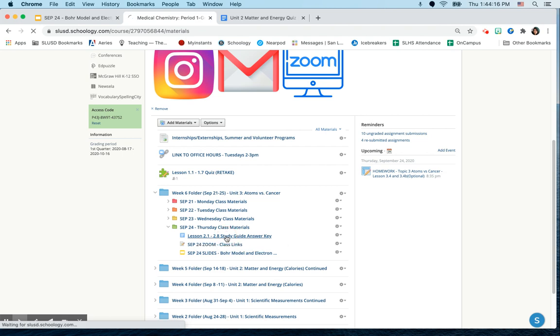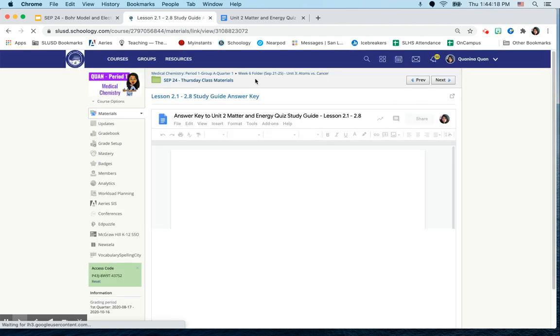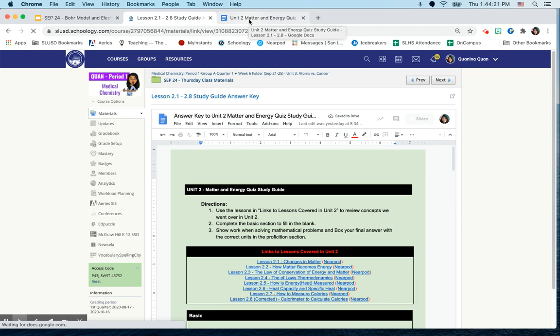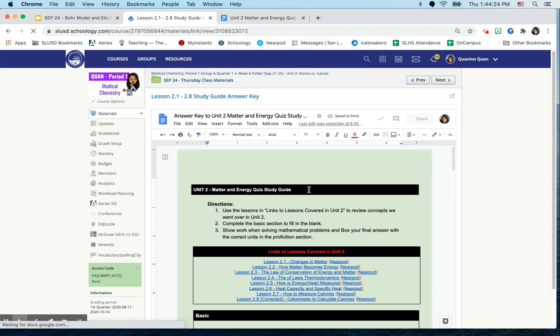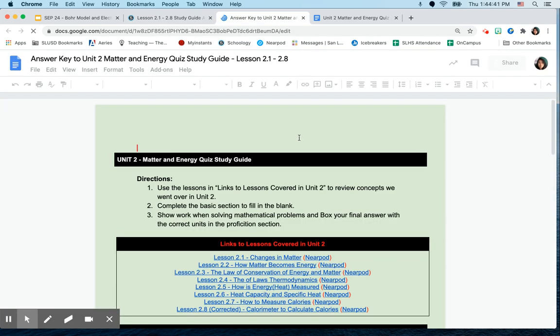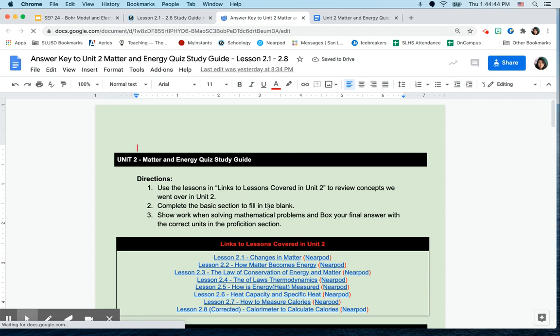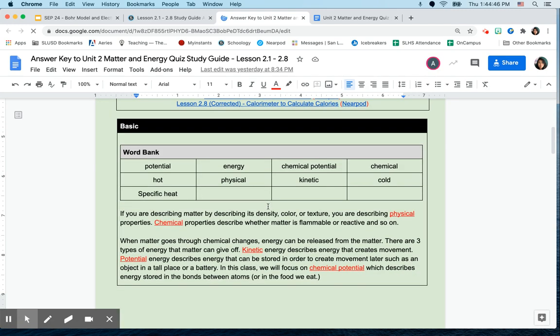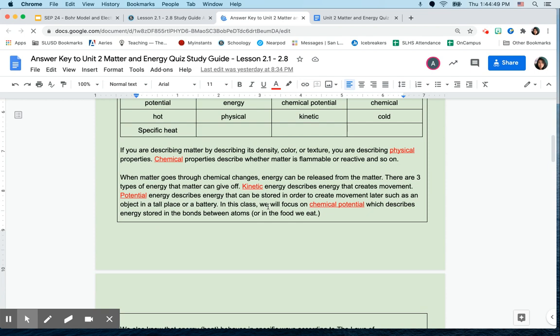So if you click on this, it will look almost exactly the same as the study guide, except the background is green. So that's how you tell them apart, right? So for the lesson 2.1-2.8 study guide answer key, if you go ahead and click on either the title or this square with an arrow, boop, it should pop up on a separate site, right? So this is your answer key. Everything is written in red. It looks almost exactly the same, except it has a green background.